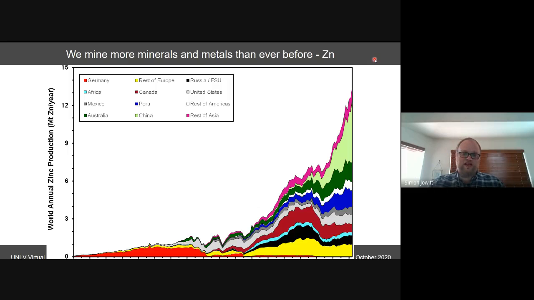You see a consistent increase in demand for metals as a result of increased population, but also just as a function of the way we live. Modern living requires metals, and that means that we currently mine more metals and minerals than we have done at any point in humanity's past. We're reliant on mining as a society.